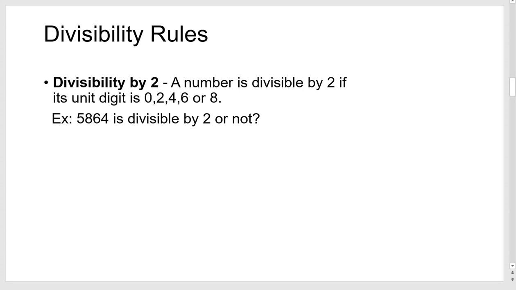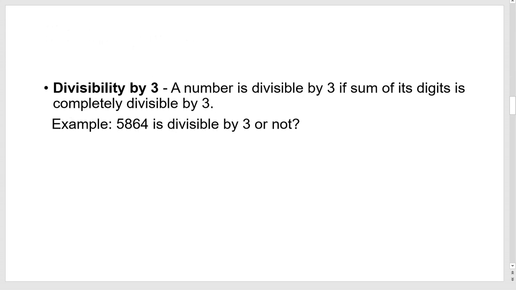For example, is 5864 divisible by 2 or not? Yes, absolutely it is divisible by 2, because the unit place is 4, which is divisible by 2. Yes, 2 ones are 2. It is divisible by 2. So the given number is absolutely divisible by 2.